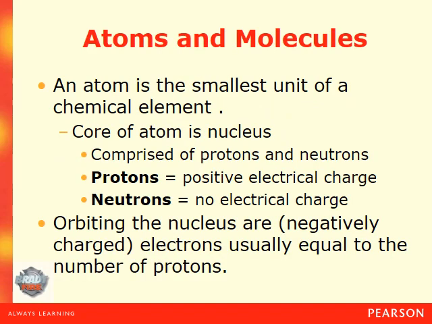So let's review. An atom is the smallest unit of a chemical element. The core of an atom is the nucleus. An atom is comprised of protons and neutrons. The protons are the positive electrical charges, and the neutrons have no electrical charge. Orbiting the nucleus are the negatively charged electrons. Electrons are usually equal to the number of protons.